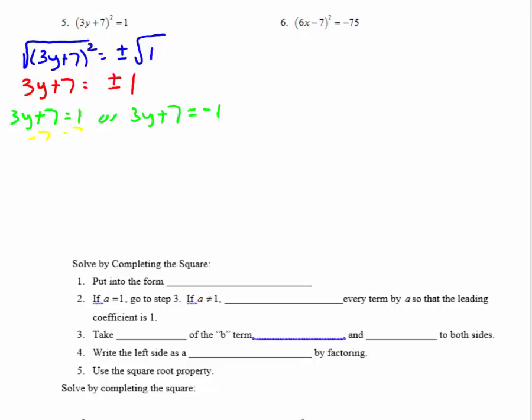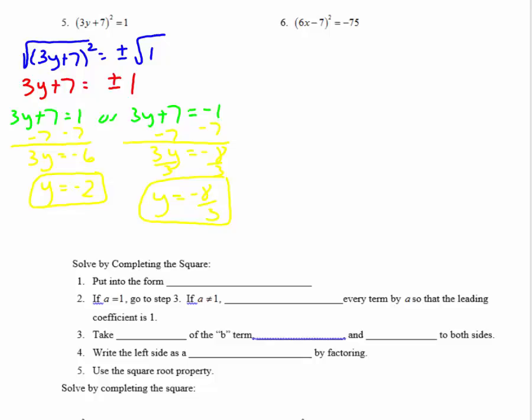I'll subtract over the 7, so 3y equals negative 6, divide by 3, so y is going to equal negative 2. On the other side, I'll subtract the 7, so 3y is going to equal negative 8, divide by 3 on both sides, so y is going to equal negative 8/3. Both answers should check, so if you have time, I would check your answers.